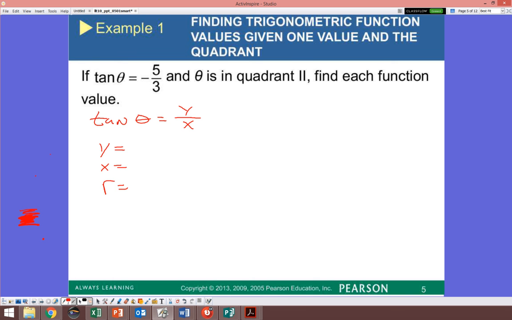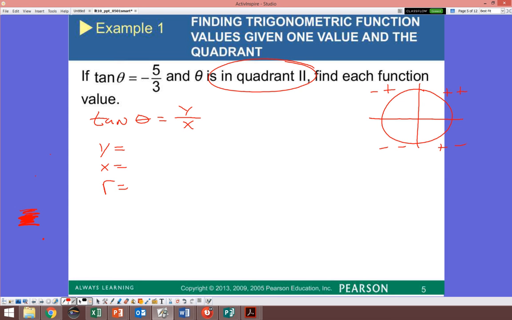Now, if I'm looking at this information right here, theta is in quadrant 2. One of these is going to be negative in quadrant 2. Which one is negative? X. If we look at my unit circle, it goes plus, plus; minus, plus; minus, minus; and plus, minus. So in quadrant 2, the x value has to be negative.